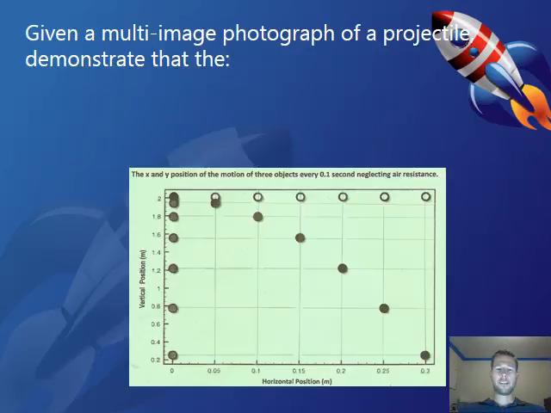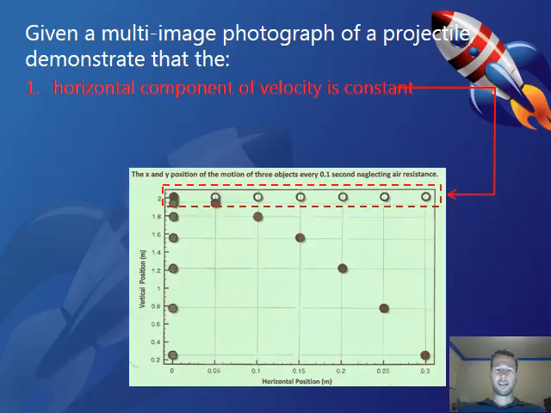One of the requirements of SACE is to analyze a multi-image photograph of a projectile. So our projectile is denoted, I'm drawing with red dots, in the middle. We can analyze its components, being the horizontal and vertical, using a diagram like this. The horizontal component of the velocity can be noted by the white or empty dots at the top, and we notice that they're constant, meaning the spacing between each dot is pretty constant. It's not really changing, and that coincides with the theory that we discussed earlier.